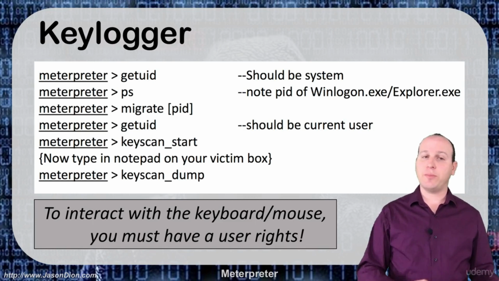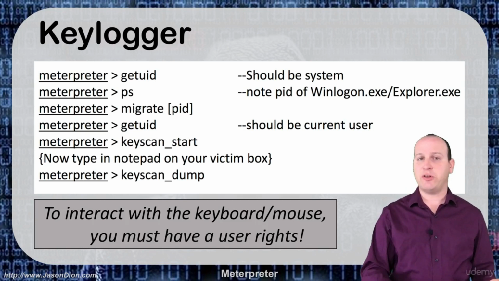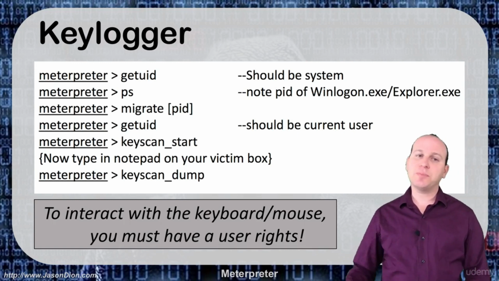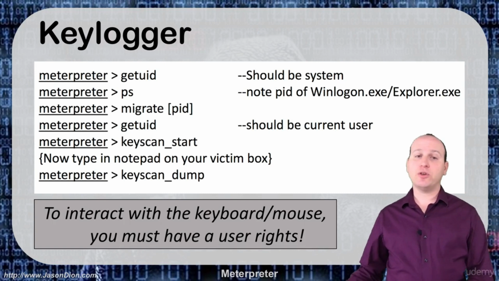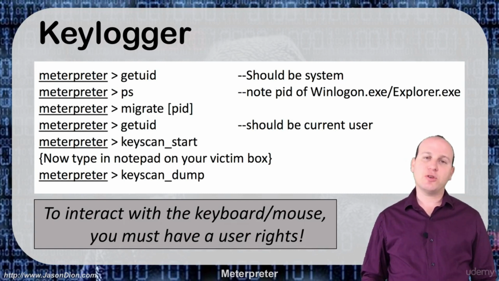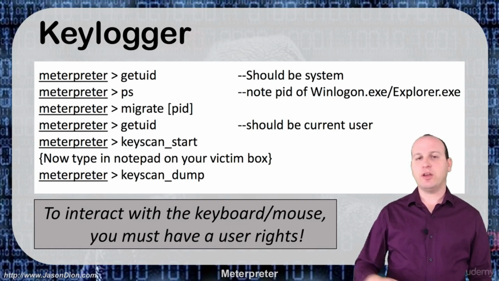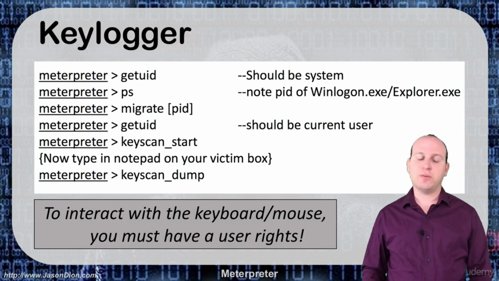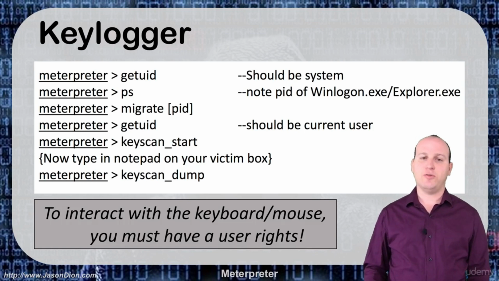Migrate PID will migrate me from the current process I'm in, that Internet Explorer process or calc process, into something like Explorer or system. GetUID, verify where you should be. I want to be the current user, because if I want to capture somebody's keystrokes, I have to be them. So I have to migrate into a user process to do that. And now I'll be able to see if I go on a notepad, start typing notepad on your victim box, and then do a keyscan dump, you'll be able to see all those keystrokes that you've had.